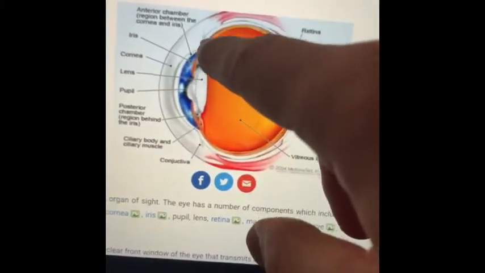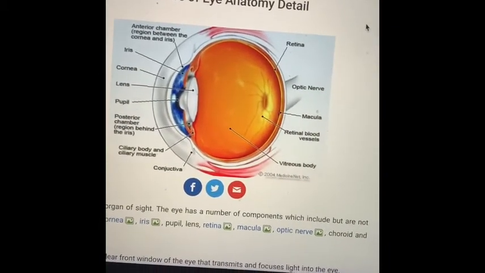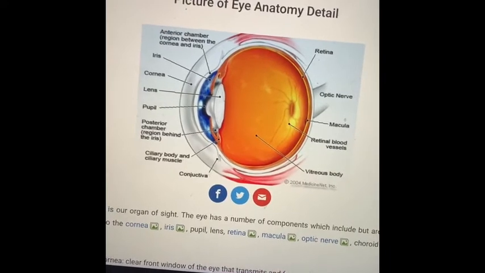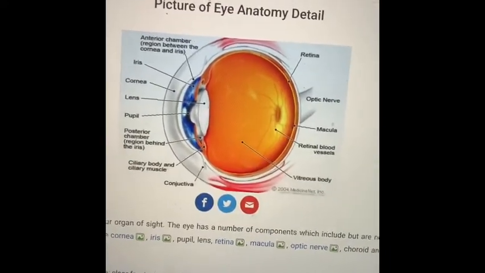The sclera has to be white. If it's not white, it's indicative of other health issues. I kind of forget what they are right now, but that's pretty much the anatomy of the eye. That's what you would use for the ophthalmoscope. Right hand, right eye.